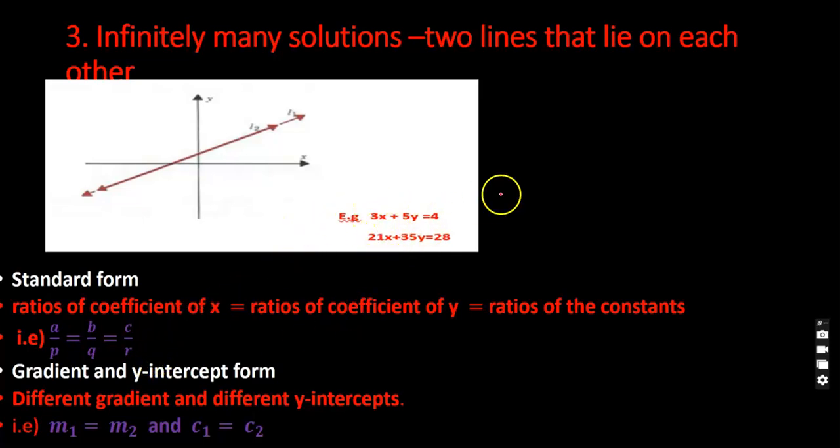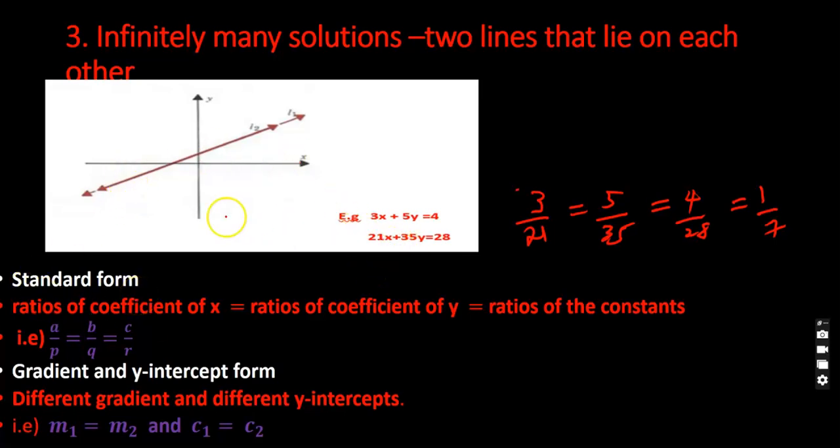Look at the example here. 3 over 21 is the same thing as 5 over 35. It's the same thing as 4 over 28. All of them will give me 1 over 7. They have the same ratio. So that is infinitely many solutions. In that case, the lines are almost like the same thing, so they will lie on each other. That is when two lines lie on each other, that is infinitely many solutions.